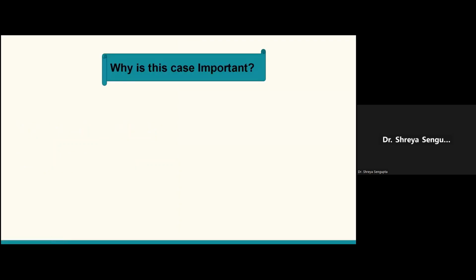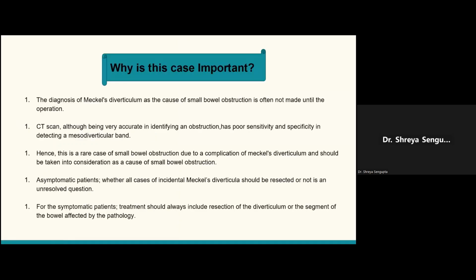So why is this case important? Firstly, the diagnosis of Meckel's diverticulum as a cause of small bowel obstruction is often not made until we do the operation, because it is barely seen in the scans and we barely think about it clinically as well. CT scan, although very accurate in identifying obstruction, has very poor sensitivity and specificity in detecting the cause. Hence, this is a rare case of small bowel obstruction due to complications from a mesodiverticular band and should be taken into consideration in small bowel obstruction.